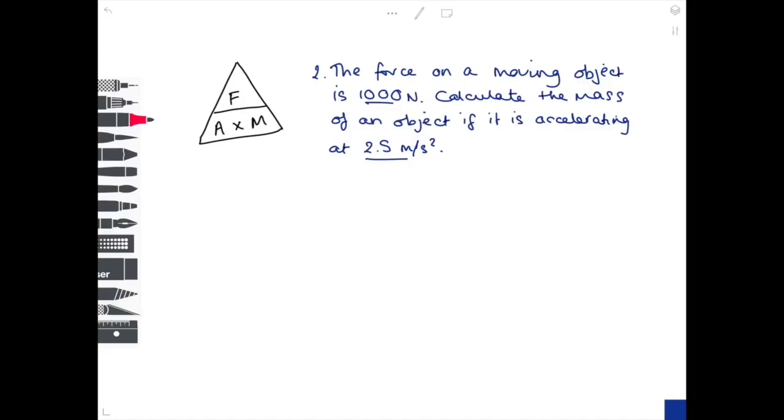Question 2. The force on a moving object is 1,000 newtons. Calculate the mass of an object if it is accelerating at 2.5 meters per second squared. So we've been given the force and the acceleration. Mass is given by F over A. Our force is 1,000 newtons, divided by the acceleration, which is 2.5, giving us a value which is 400. Don't forget your units, it is in kilograms.